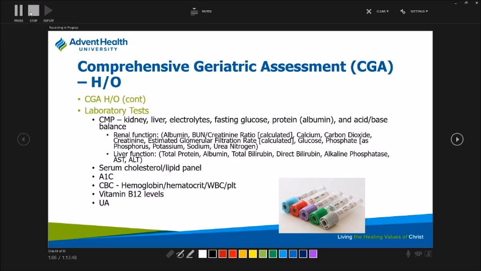Yeah, you usually get a few extra electrolytes. You get like a calcium, mag, phos, things like that, right? So that's usually going to be in your complete metabolic panel. So that's good, right? So there's good information to have there. What else might you want to consider looking at?